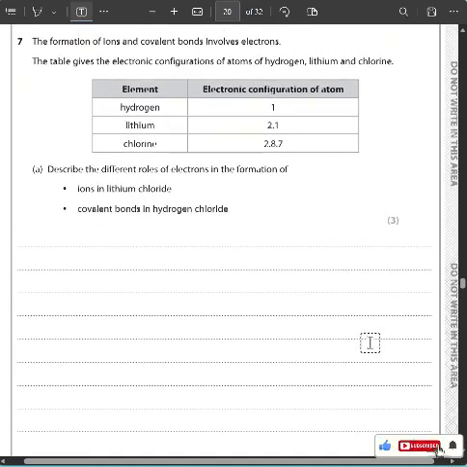Okay, the seventh question. The formation of ions and covalent bonds involve electrons. The table gives the electronic configurations of atoms of hydrogen, lithium and fluorine. The hydrogen element's electronic configuration is 1, lithium is 2,1, and fluorine is 2,8,7. Describe the different roles of electrons in the formation of ions in lithium chloride and covalent bonds in hydrogen fluoride.